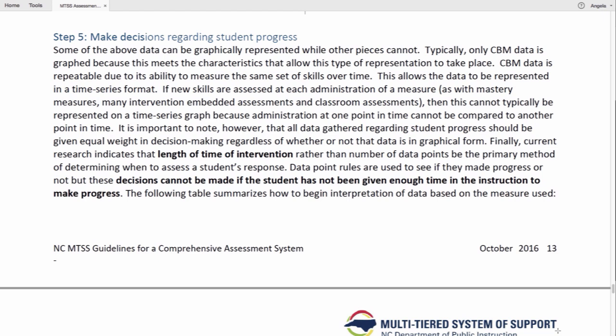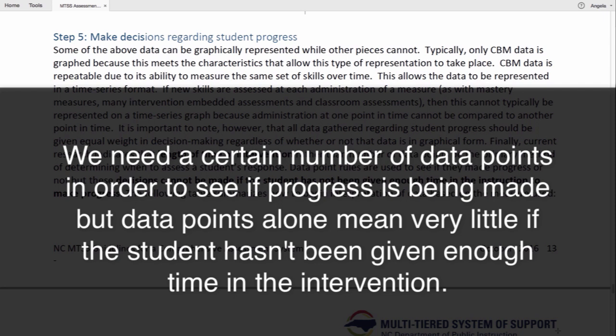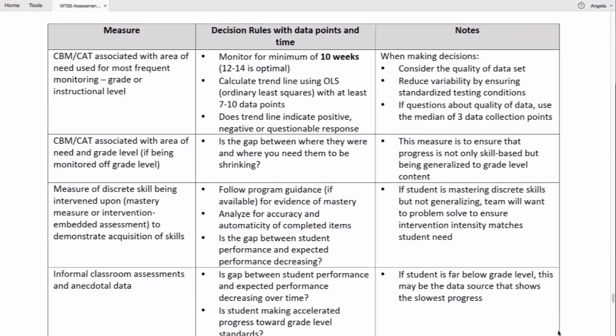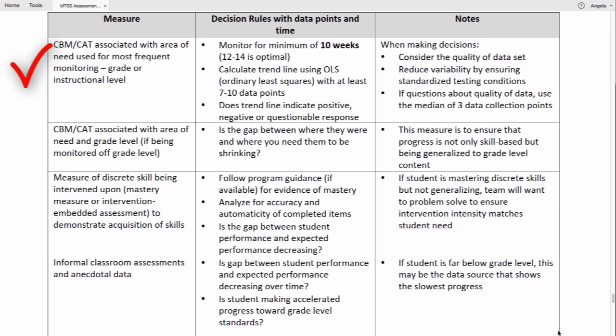First, our current research is clear that the length of time rather than the number of data points should be used to begin looking at students' response. Yes, we need a certain number of data points in order to see if progress is being made, but data points alone mean very little if the student has not been given enough time with the instruction. So, for graph data, typically this is your curriculum-based measure or your computer adaptive testing that's being used the most frequently, we need to monitor for a minimum of 10 weeks before making decisions regarding student response.